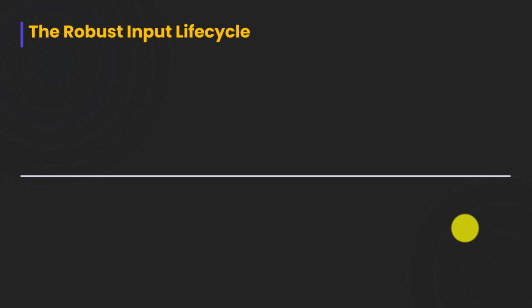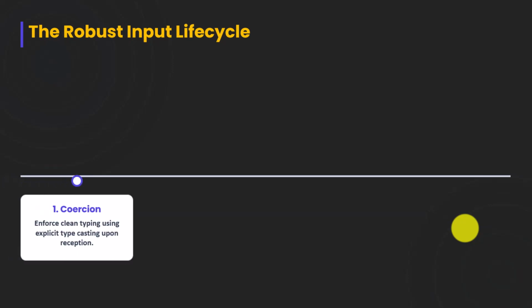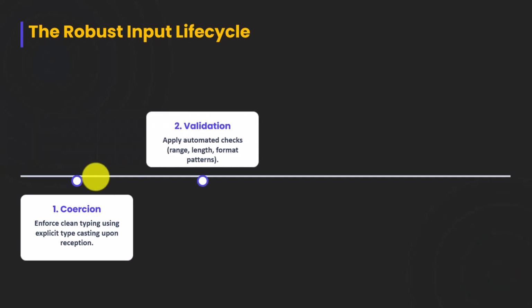Then the robust input lifecycle. See, we just talked about robust data. Robust programming is programming that handles wrong inputs. So see, coercion: enforce clean typing using explicit typecasting upon reception. So when data is entered, change it to whatever data type you need. Then after that, validation: check for the rules, things like range, length, format, or pattern that we discussed.